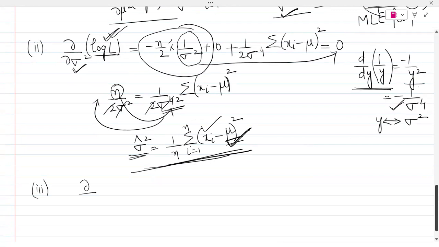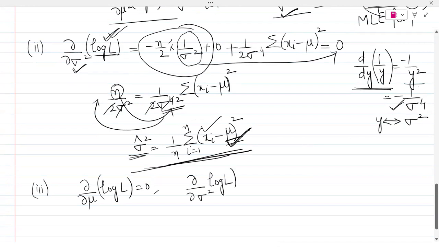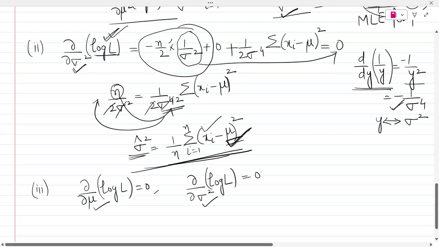So basically, the partial derivative with respect to mu of log L should be 0, and the partial derivative with respect to sigma square of log L should also be 0. Why so? Because now both mu and sigma square are unknown, and we need to estimate that value of mu and sigma square which maximize log L and hence L.